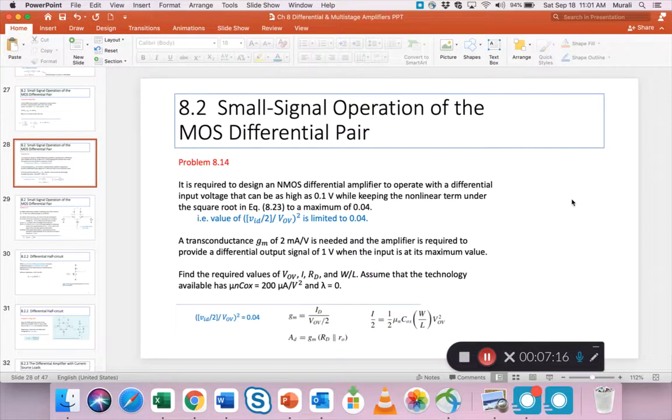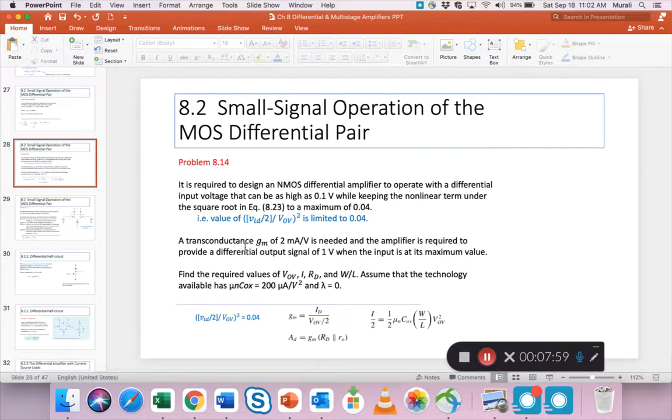Okay, next we got problem 8.14. It's required to design an NMOS differential amplifier to operate with a differential input voltage that can be as high as 0.1 volt. So 100 millivolts is the maximum. This has to happen while keeping the nonlinear term under the square root in equation 8.23 to a maximum of 0.04. So this value, which is in one of those formulas for, I think, current, has to be limited to 0.04. Go take a look at 8.23 and you'll see this shows up.